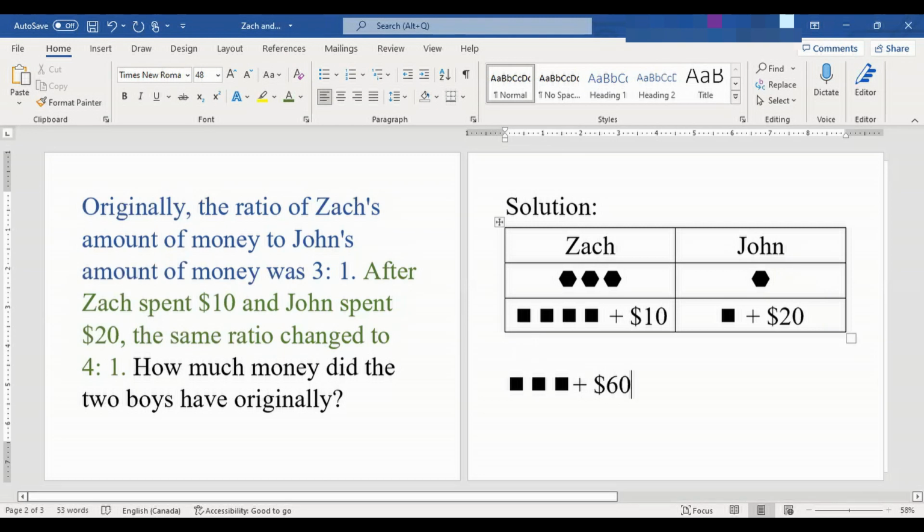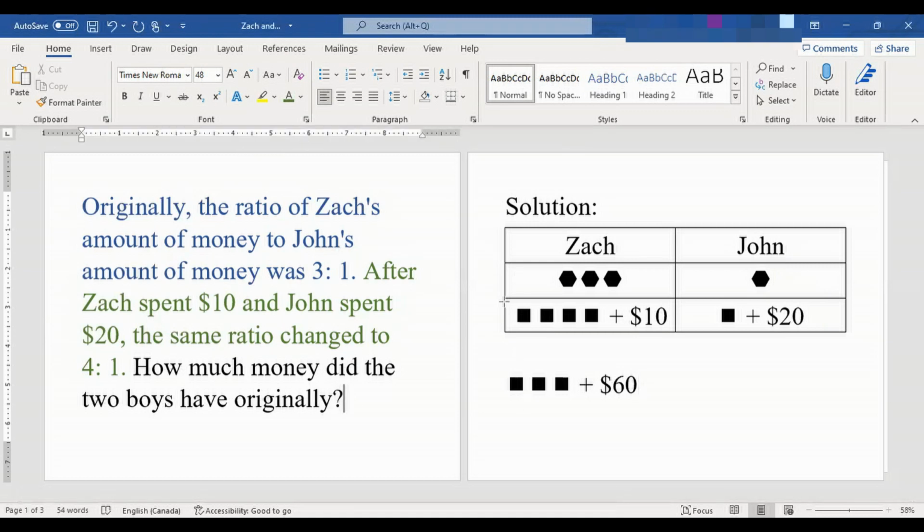There. Now we have 3 different representations of Zach's money. We have 4 squares plus $10 and the 3 squares plus $60. Those are the 2 we're going to be focusing on right now. And we're going to use these to figure out the value of each square. Right. So, with these representations, we can see that they both share 3 squares. And since they're equal, if we take away the same amount, in this case, it's 3 squares, we can see that $60 can also be represented by 1 square and $10, because that's what's left.